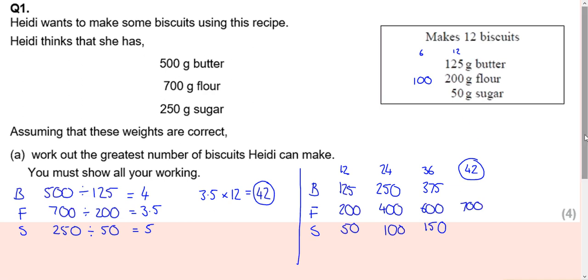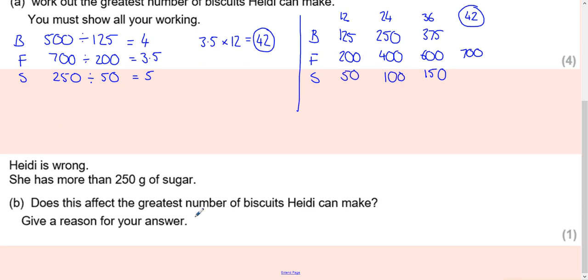Now, the extra mark on this was talking about Heidi having more than 250 grams of sugar, and does it affect the greatest number of biscuits Heidi can make? Now, you can only get this mark if you picked up at least 3 in the first part of the question. And the answer is no, because sugar's not the problem, flour is. So it could be no, because flour is the limiting ingredient.